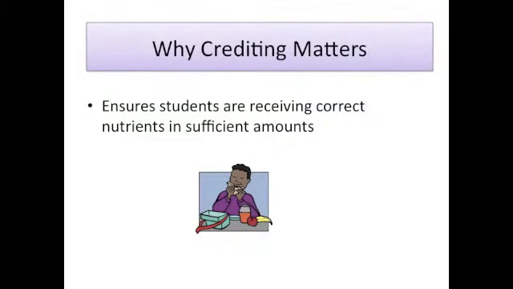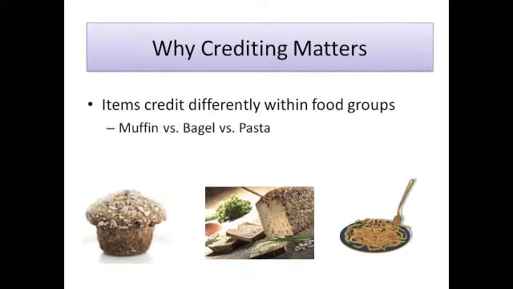So what is crediting and why does it matter? Crediting ensures that the meal the school is serving meets certain thresholds for specific nutrients without overfeeding the students. Items credit differently within food groups. Because items have other ingredients included in them, especially within the meat and grain groups, certain foods may credit differently.